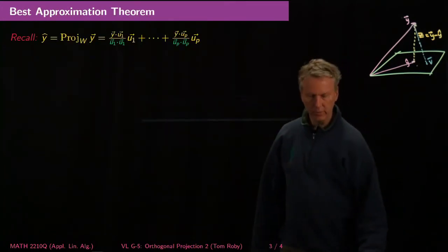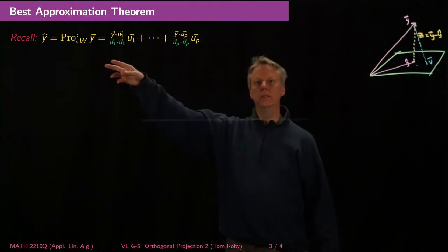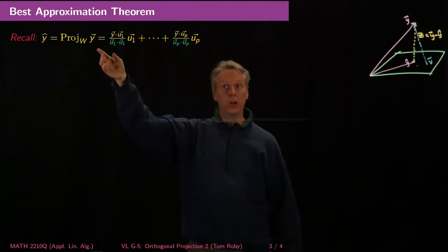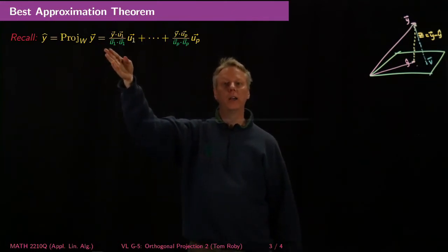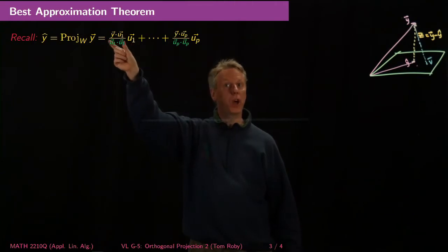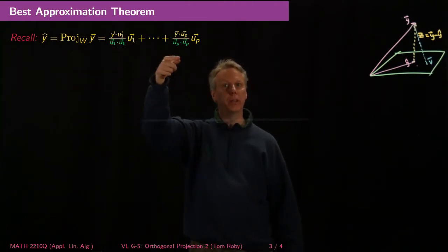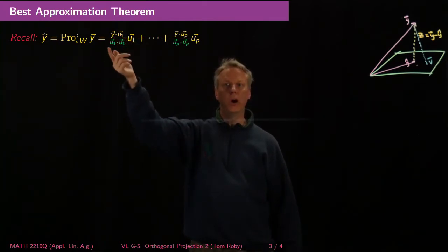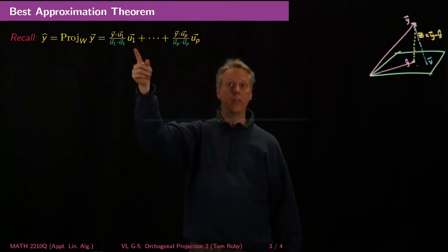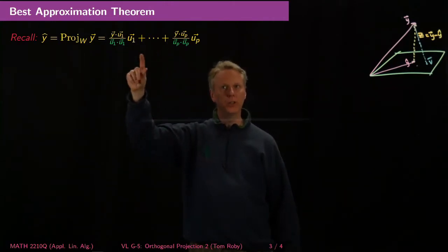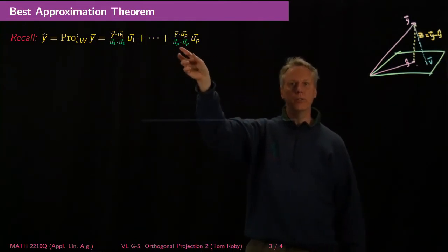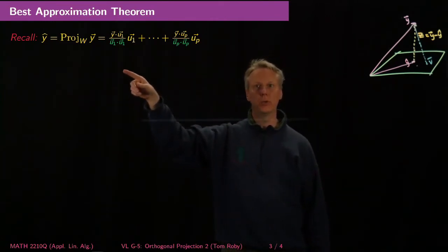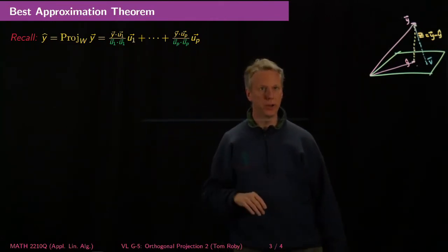So the first thing is to recall that we already proved and looked at carefully this formula for the projection onto a subspace W of any vector y. The formula is given as this ratio of dot products. You can think about the denominators as being the length squared of those vectors. You take y dotted with u1 and divide it by the length of u1 squared, and that's the amount that it projects in the u1 direction, and so on for each of the different vectors. This is assuming that you have an orthogonal basis. It doesn't have to be orthonormal for this formula to hold, but it has to be an orthogonal basis.